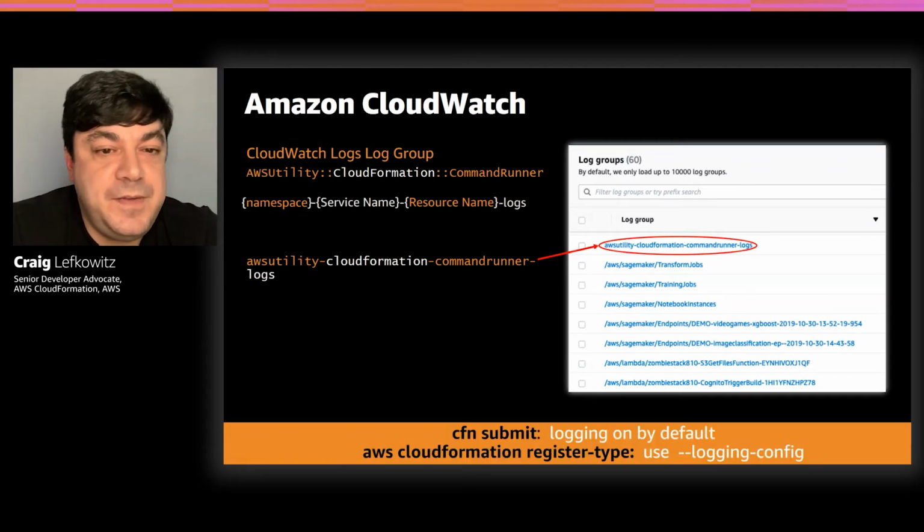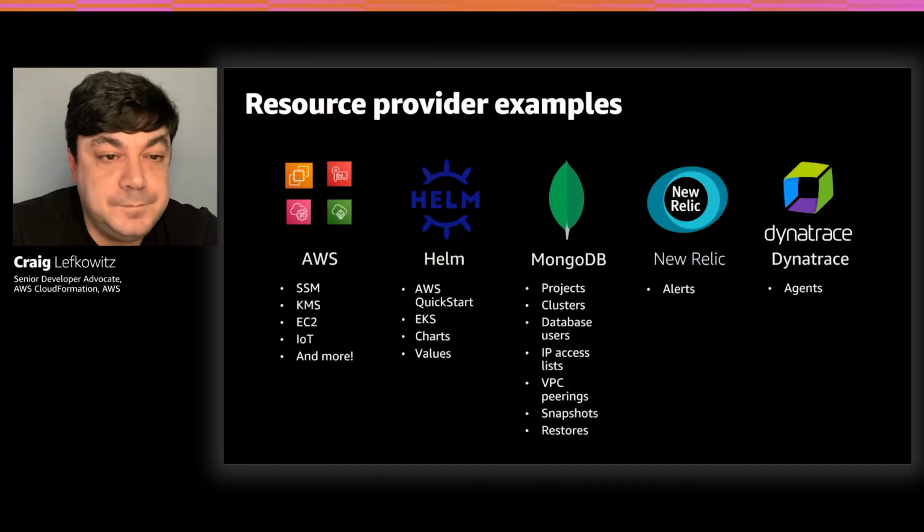If you use the CFN submit tool to submit your resource type, logging is automatically enabled. If you use the AWS CLI to register your type, you must use the logging config option to turn on logging. And those are the basics you'll need to create your first resource provider.